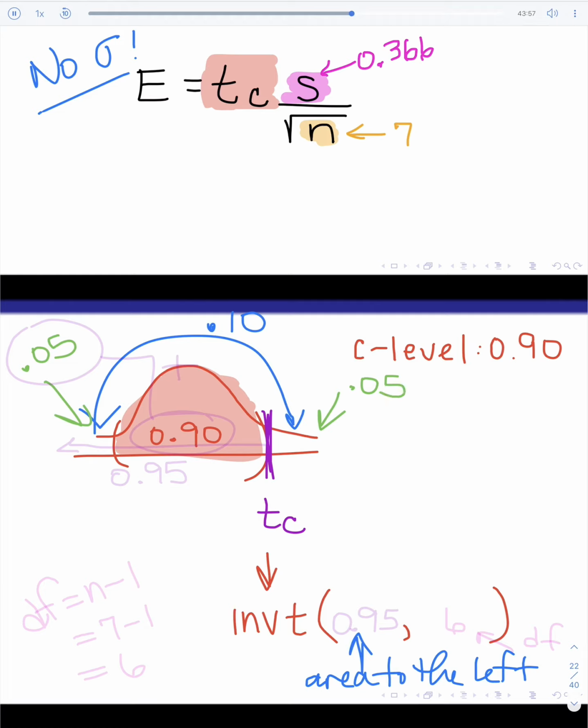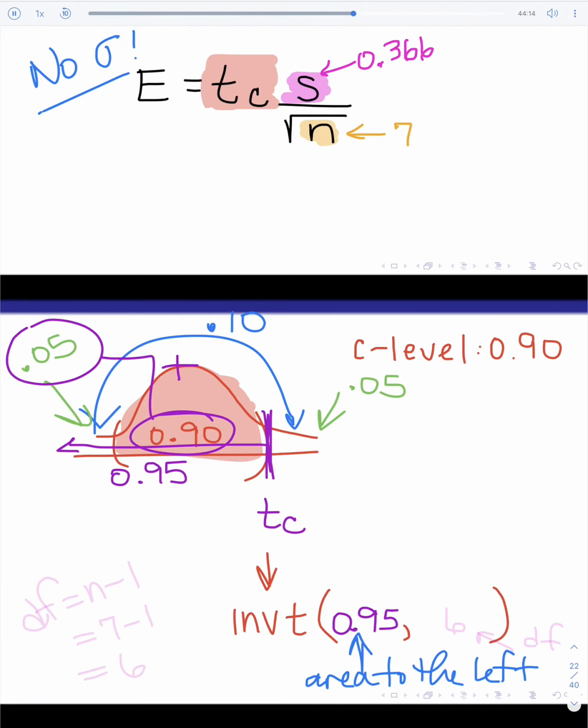Which means that the entire area to the left is going to include the 0.90 and the 0.05 added up, which would be the 0.95. That will be your area to the left that we will input into our inverse t function.